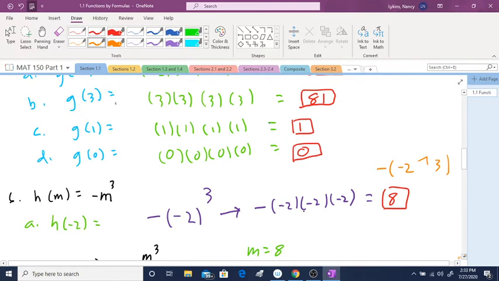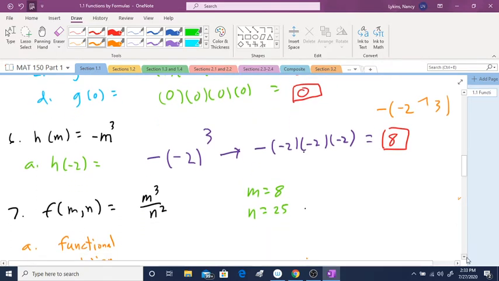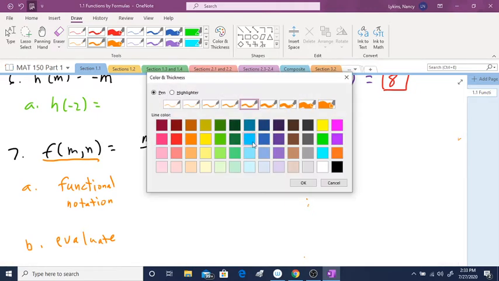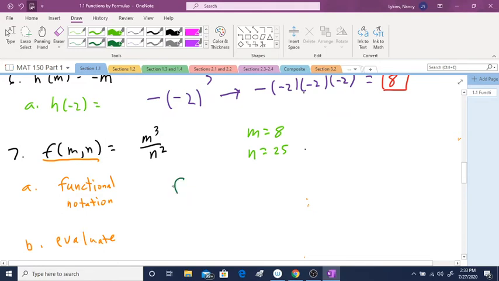Okay, my next example. Now, you're going to be dealing with two terms we're going to use throughout the semester: functional notation and to evaluate. Well, functional notation means what are your values. So what you want to do is you want to look at this f of m comma n. So I want to say, okay, this is what I'm looking for. That's my functional notation. I do have values that are assigned.